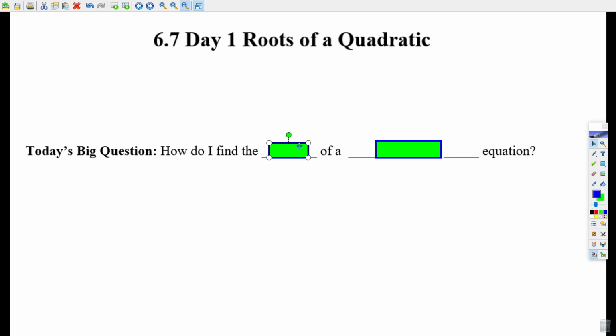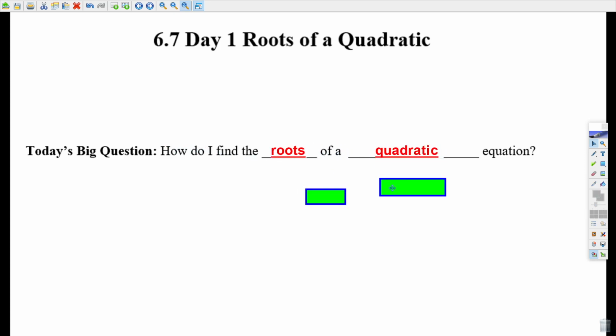So if you remember what we did back in chapter 6, we did a lot of graphing quadratics, and we're going to be looking at that again a little bit. So we're going to be looking at how do you find roots of a quadratic equation. And we'll talk about what does that even mean? What is a root?